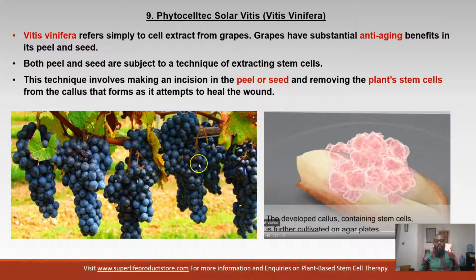So to actually get out the part of this grape that is very effective in stem cell therapy, they have to actually cut the part of the body, and then at the point where it's healing, something forms in the body, and it's called a callus. A callus forms, and then they take out that callus, and then basically put it in a petri dish, and then use it for the processing of the extract that basically affects our human stem cells.